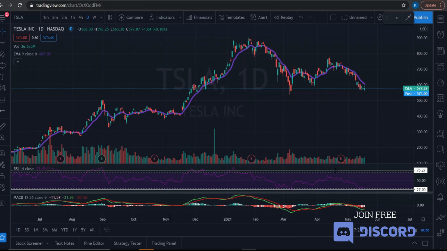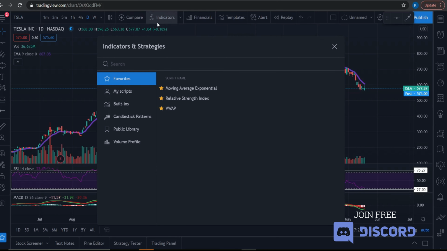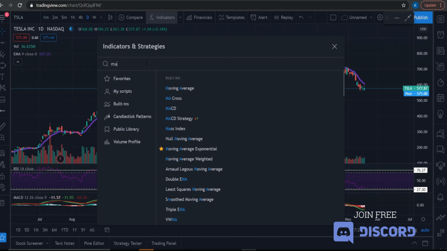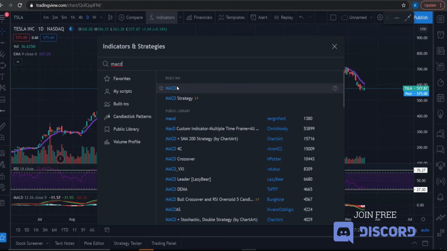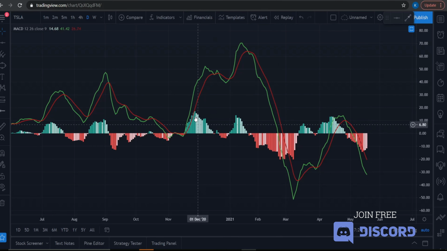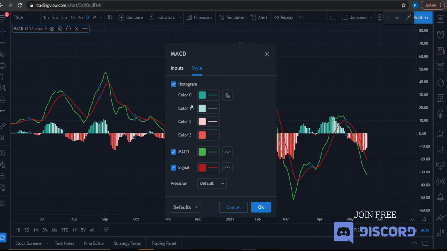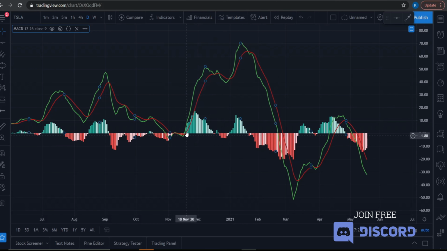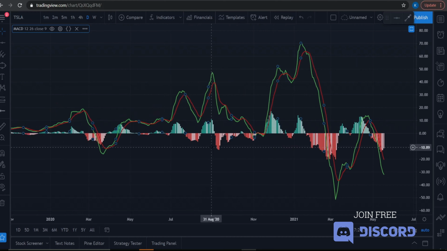Now, if we take a look at the MACD, which is another indicator I have down here on the bottom, if you go to the indicators, you type in MACD, and it will be the first one here. I'll star that one there for you, and I'll add another oscillator down at the bottom. You should be able to double click on your lines and change the colors of them here. I have mine red and green, and it's pretty simple.